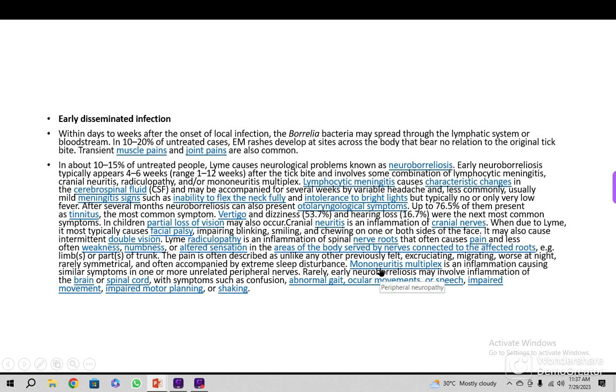While mononeuritis multiplex is inflammation causing similar symptoms in one or more unrelated peripheral nerves. For example, the nerve supplying the hand, the median nerve, which goes on to supply the digital nerves. Basically the median nerve is involved, but not all parts of the median nerve are involved. The asymmetrical involvement is there.